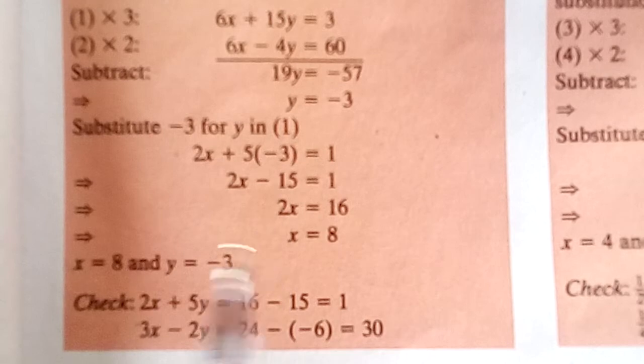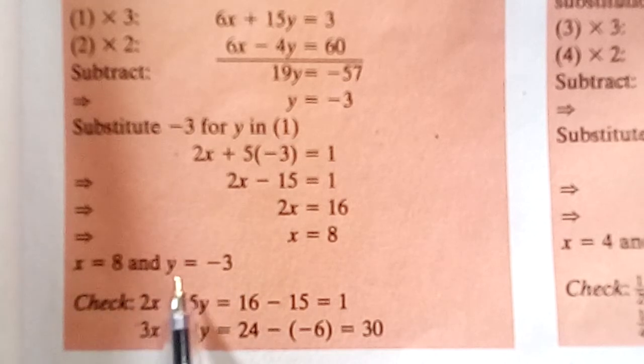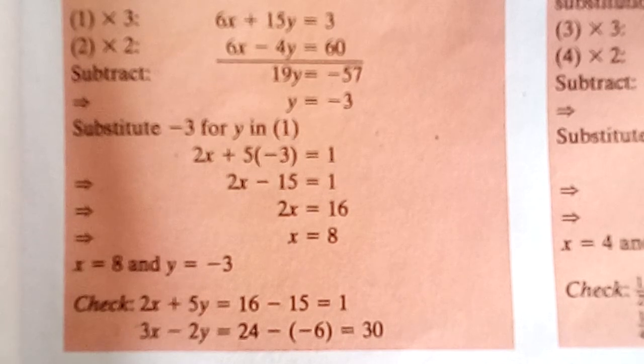Now the whole equation gives us x equals 8 and y equals minus 3. If we check it by putting in the values, 2x plus 5y equals 16 minus 15 equals 1, 3x minus 2y equals 24 plus 6 equals 30. That is just a rough check. Let's look at another example.